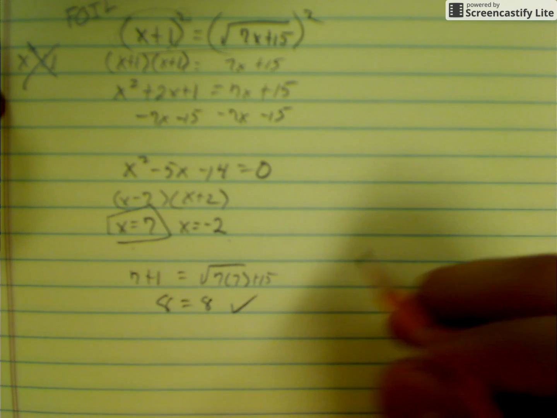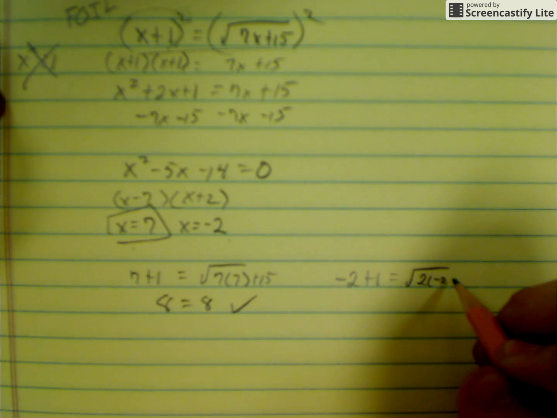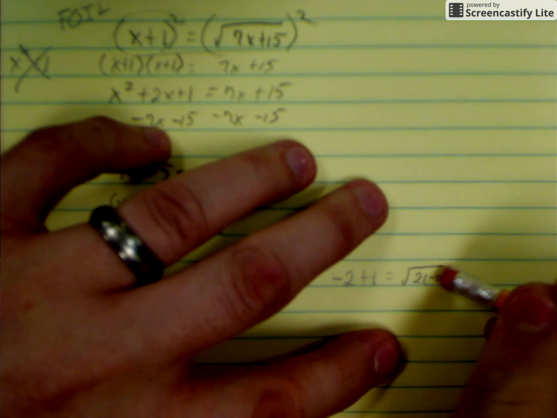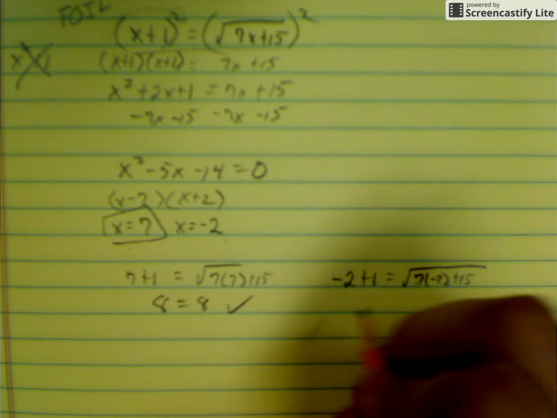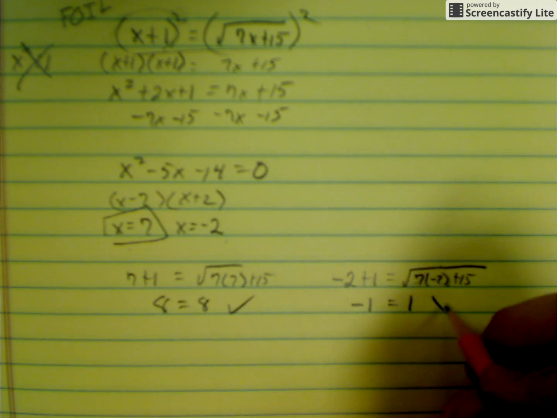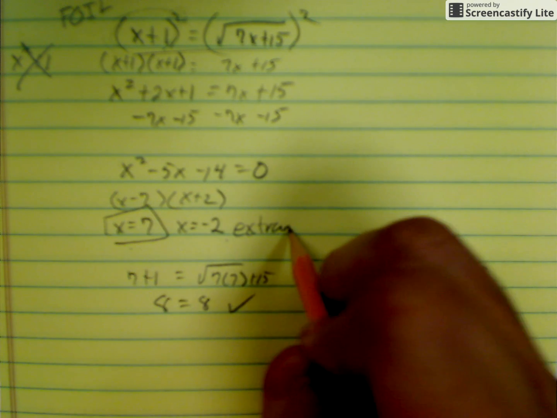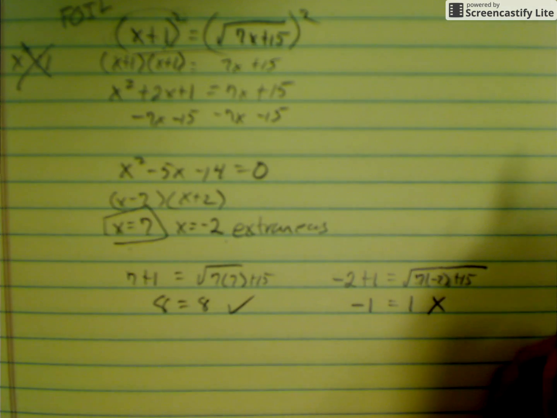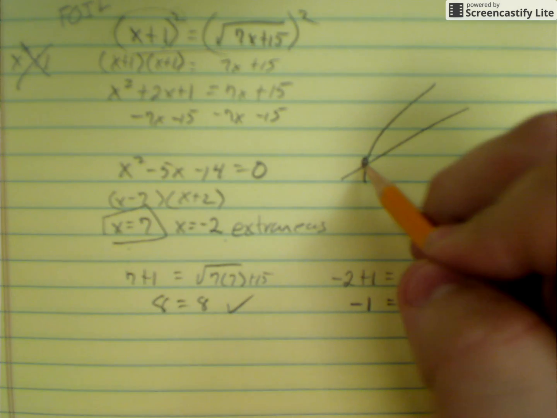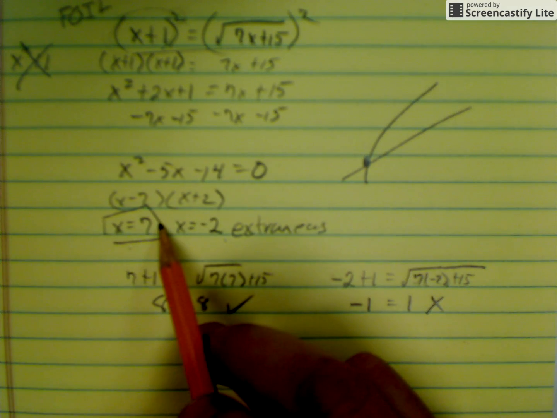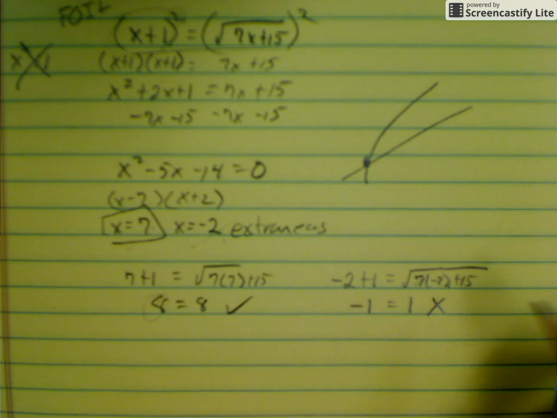If I do negative 2 plus 1 is equal to the square root of 2 times negative 2. I'm sorry. Let me erase that. I messed that up. The square root of 7 times negative 2 plus 15. What you get is negative 1 is equal to 1. We reject that because it's not a true statement. Therefore, this is what we call an extraneous solution, which means it doesn't fit. Here's your linear line. Here's your square root. There's only one intersection point, and it happens to be where x is 7, and in this case, y is 8. So this one actually doesn't work. All right. See you later.